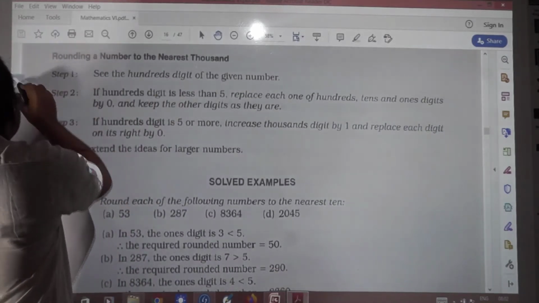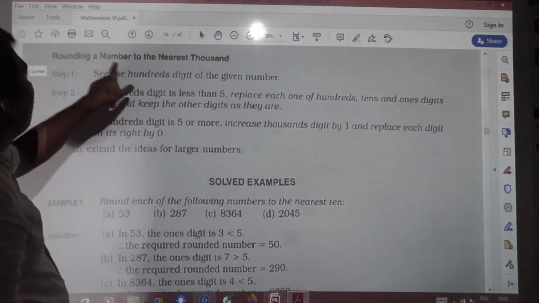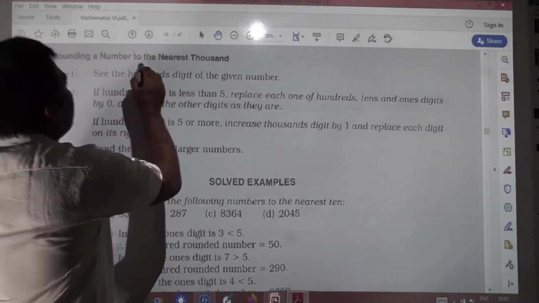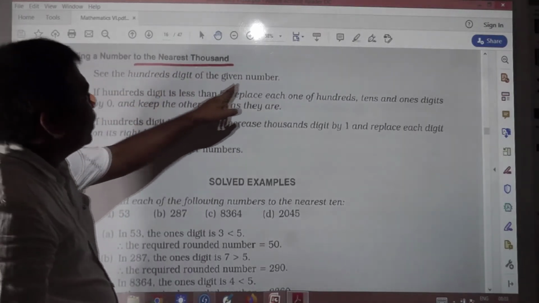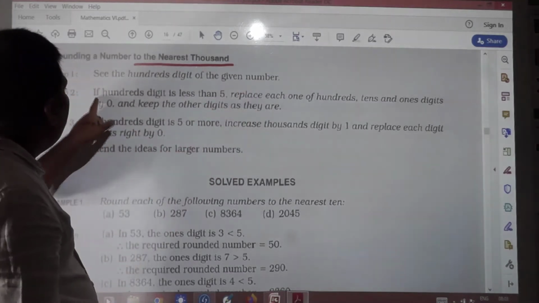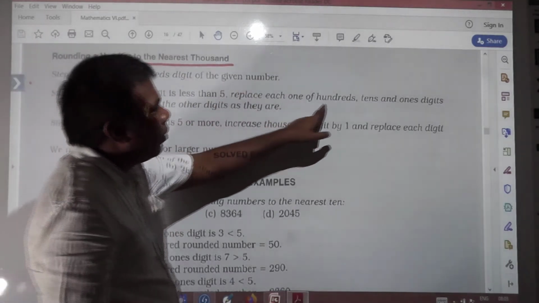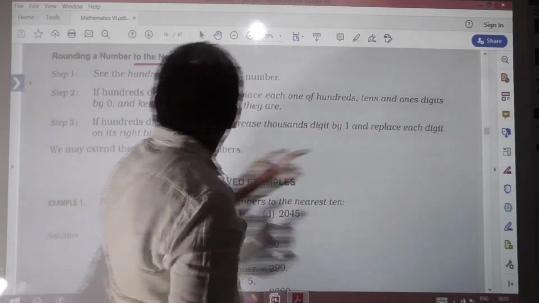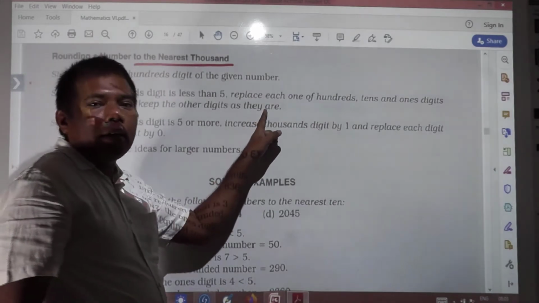Rounding a number to the nearest thousand. You see the hundreds digit of the given number. If the hundreds digit is less than 5, replace each of the hundreds, tens and ones digits by 0 and keep the other digits as they are.